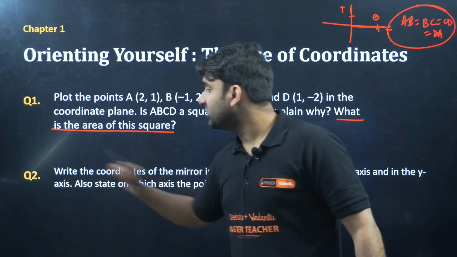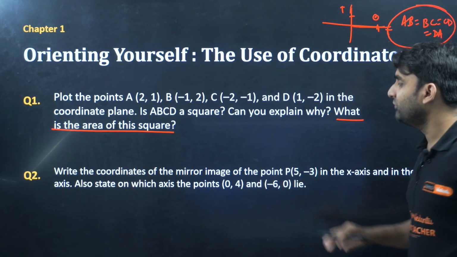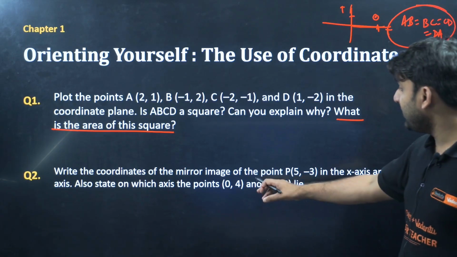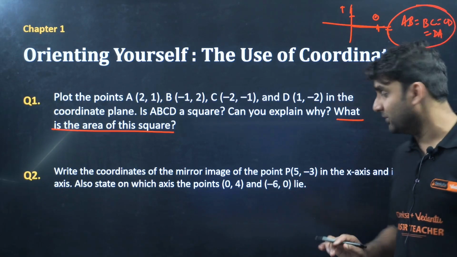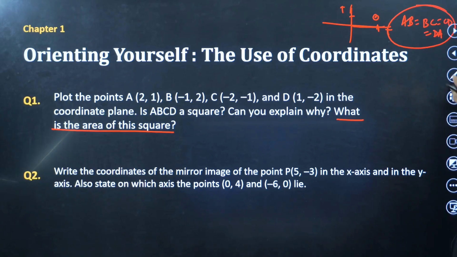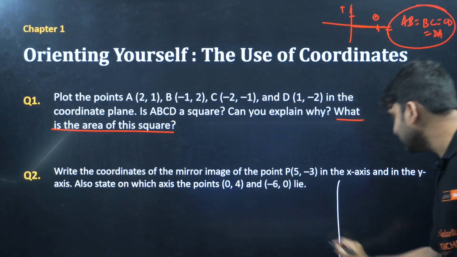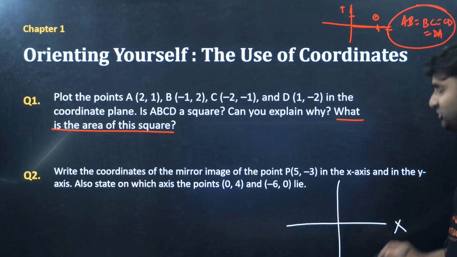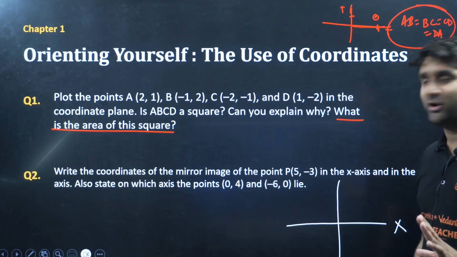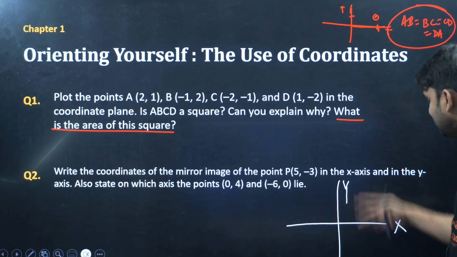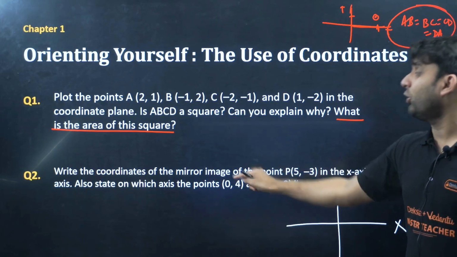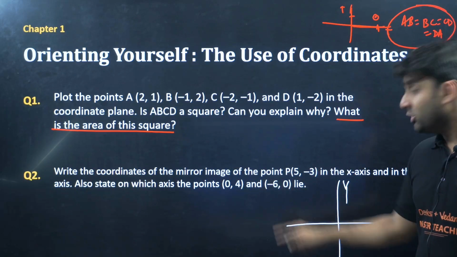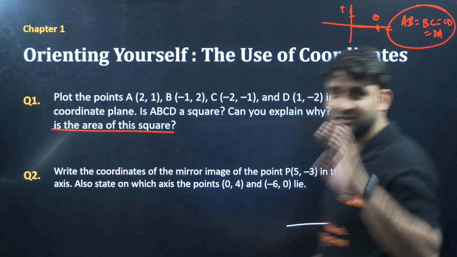Okay, question number 2: write the coordinates of the mirror image of the point (5, -3) in the x-axis. Very good. Whenever you draw a Cartesian plane, this is the coordinate plane, you can say, with the x-axis and the y-axis. So the question is, write the coordinates of the mirror image of the point (5, -3).